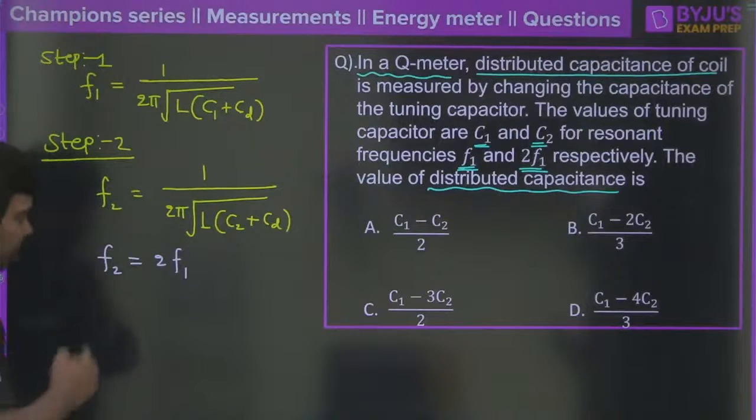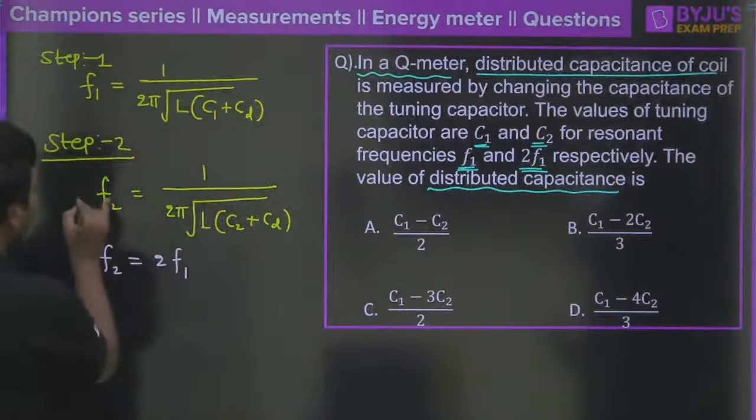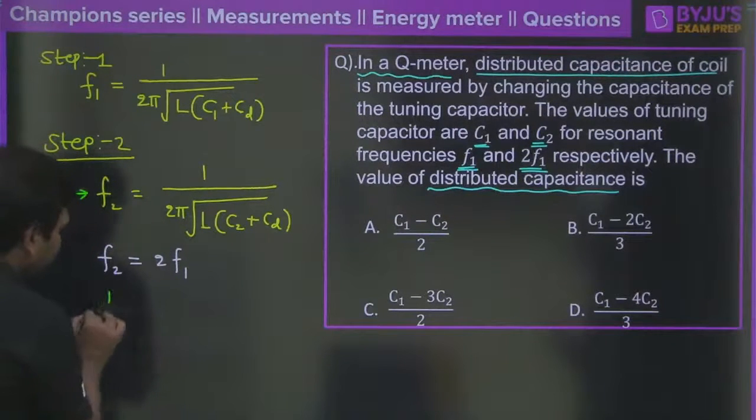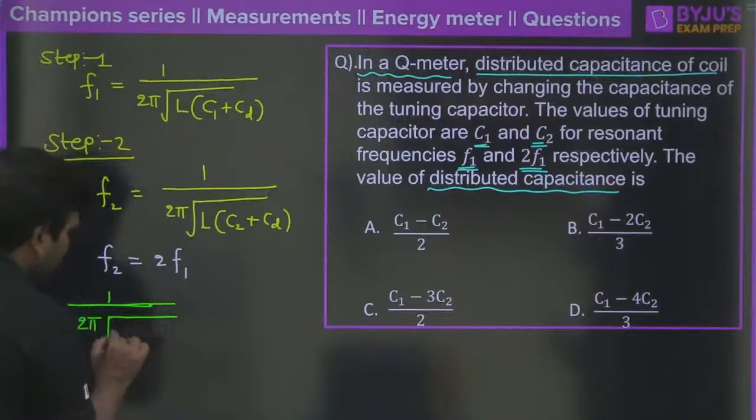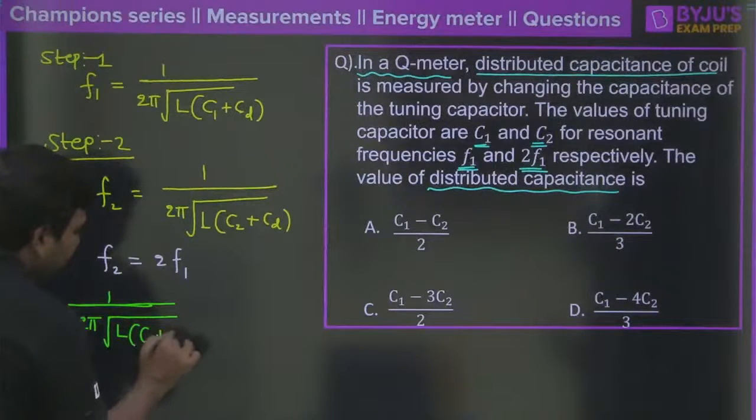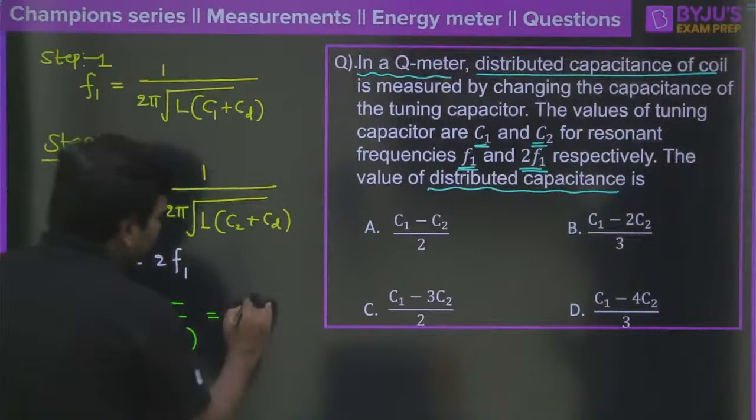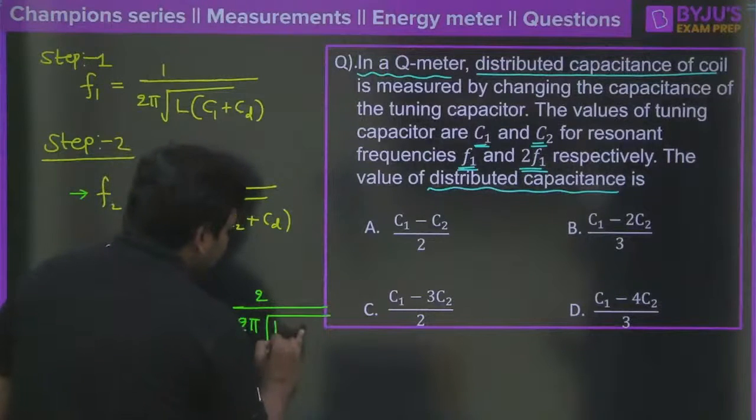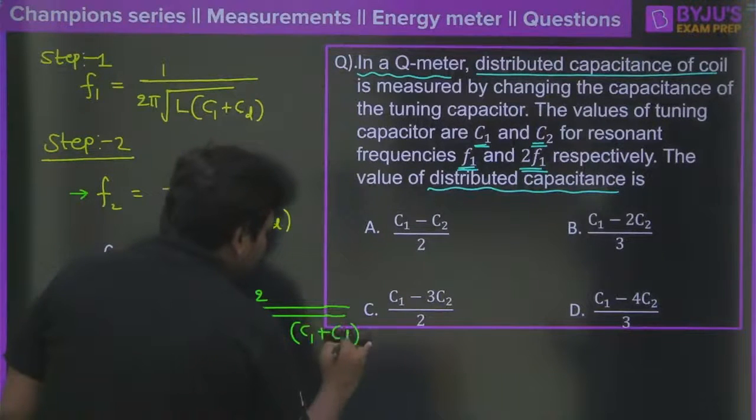Just look at that. F2 is equal to 2 times F1. What is the F2 value here? F2 is the value of the frequency that we got in the second case. So this is equal to 1 divided by 2 pi under root of L into C2 plus CD, right? And this must be equal to 2 times F1. So let me write down here 2 divided by 2 pi under root of L into C1 plus CD, correct?